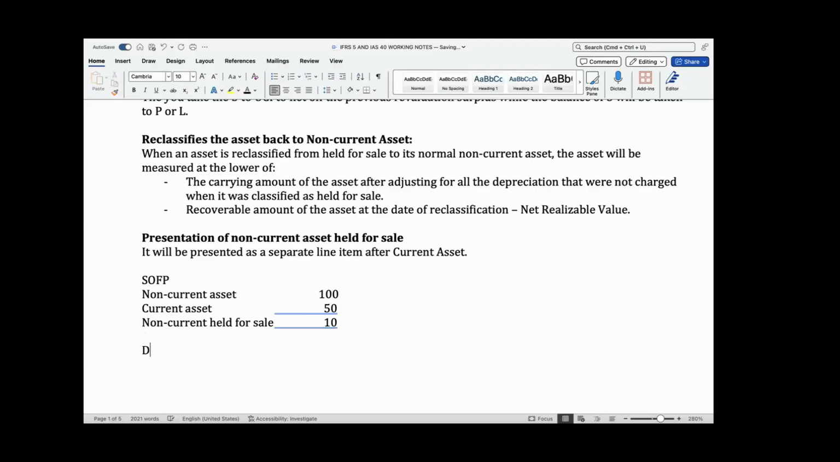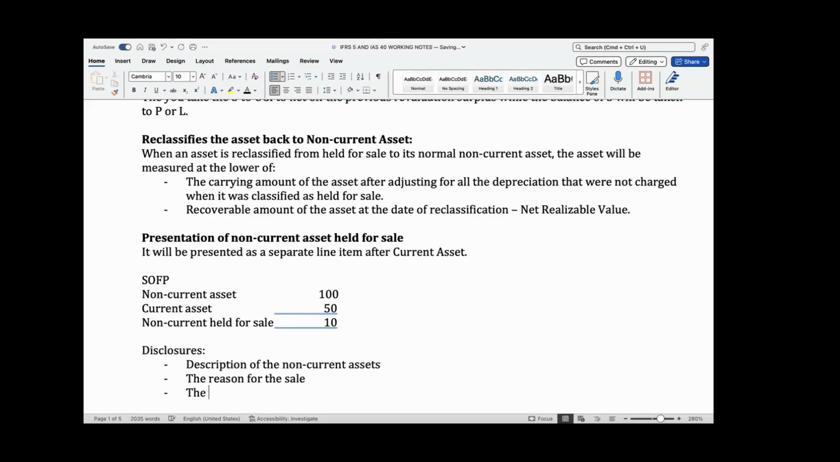And you need to give us some disclosures in the notes to the account for these non-current assets. You need to give us a description of the non-current assets, which you need to tell us which assets are you selling. You need to tell us the reason for why you want to sell.